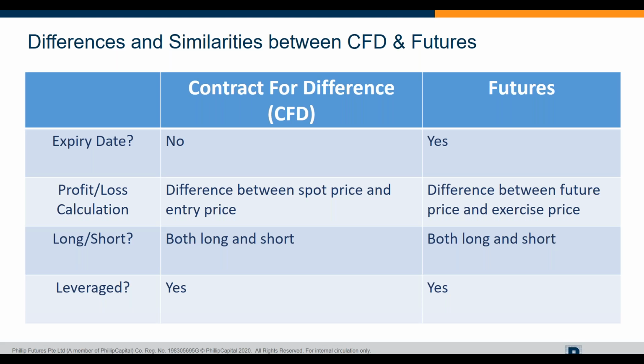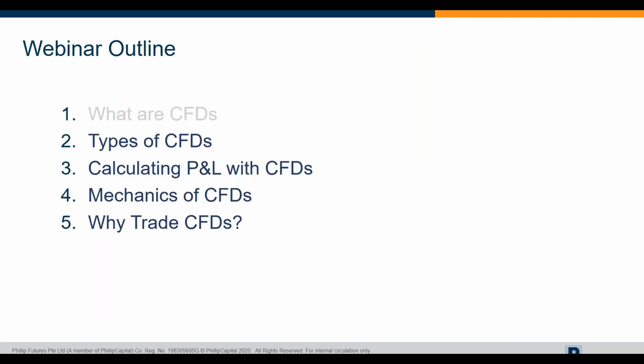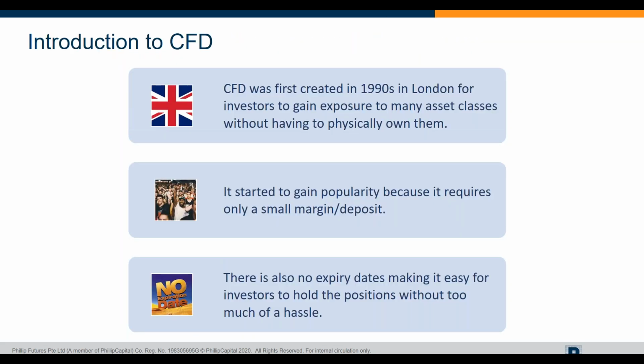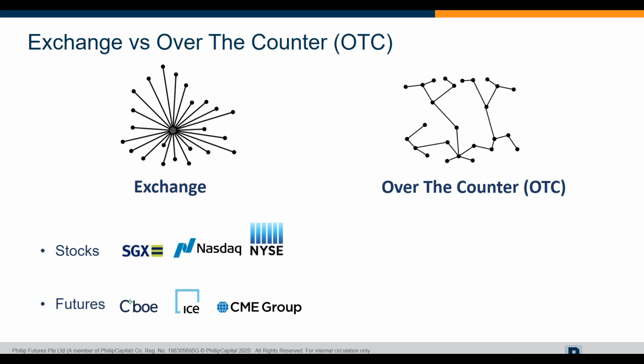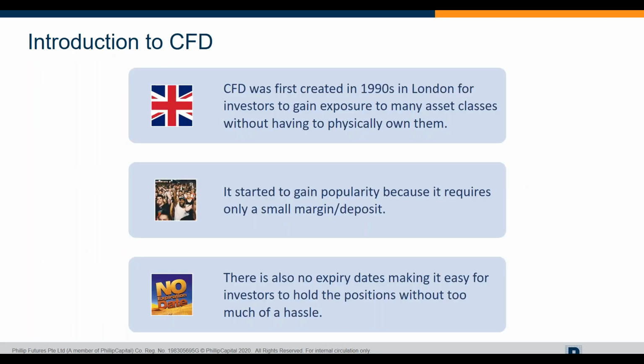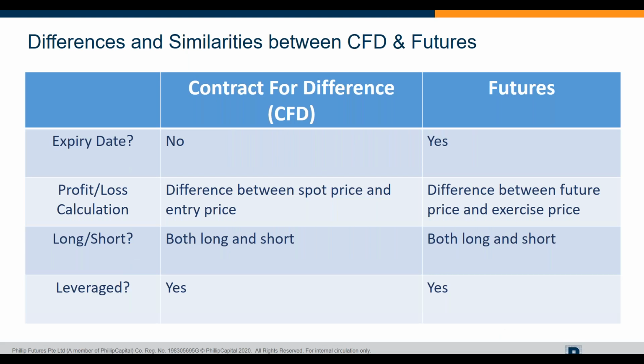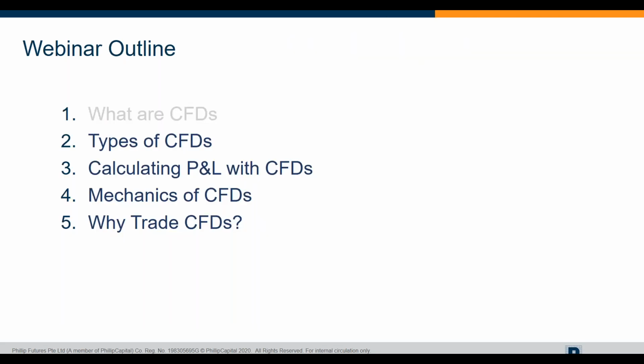All right. Moving on, some of the similarities for both CFD and futures. On both instruments, you can go both long and short. Also, one thing similar between both is the leverage. You can use leverage on these two contracts. So basically that is a very brief overview of what CFD actually is. Essentially it is a derivative that allows you to participate in the price movement of an underlying asset without the hassle of owning the actual underlying asset.